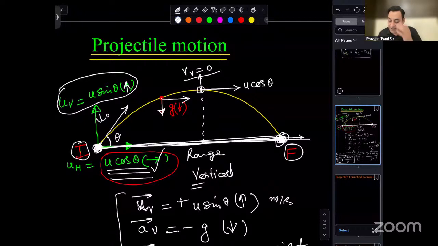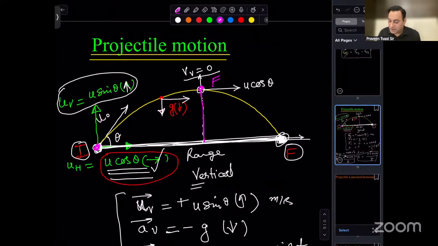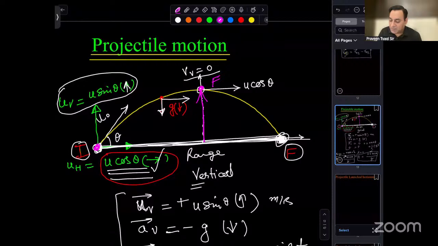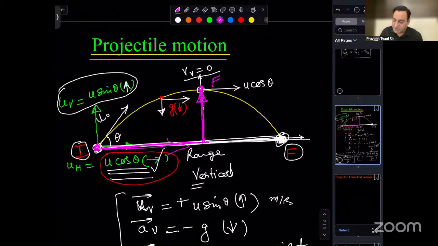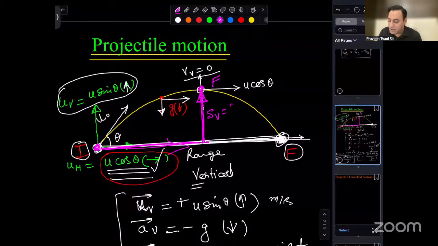Now, if someone asks you, I want to find the maximum height attained. Your initial point is this, and the final point which you are considering is this. Between these initial and final points, can you say this maximum height that you are talking about is actually the vertical displacement of the body? This is the horizontal displacement of the body, and this will be the total displacement. So I want to find the vertical displacement of the body.